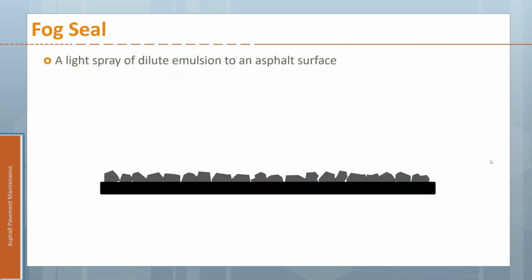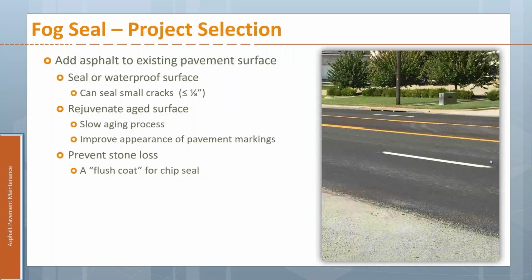So what a fog seal is, basically, is just a light spray of a dilute emulsion. And we're going to put that on some type of an asphalt surface. So if we add that little bit of spray, we're just coating the surface with something very light, but it's something that is going to help make that surface more impermeable. So that little bit of an oil coating hopefully will seal up any of the micro cracks, anything that we're starting to see. It helps rejuvenate an aged pavement, but we're adding some asphalt to the surface.